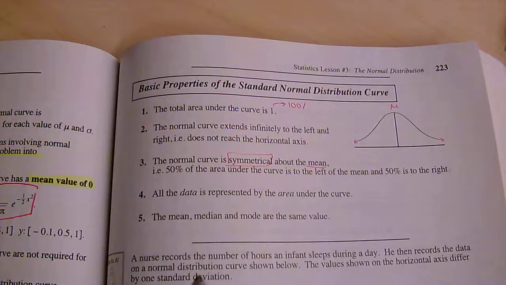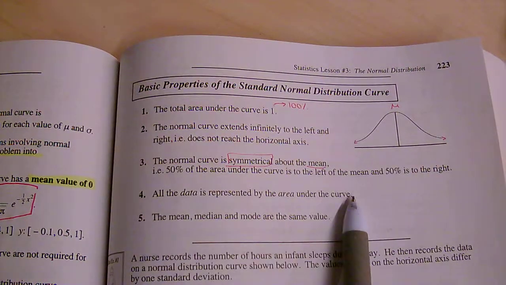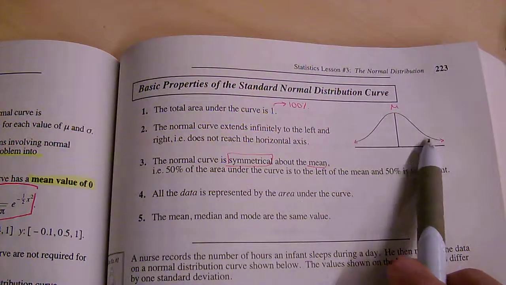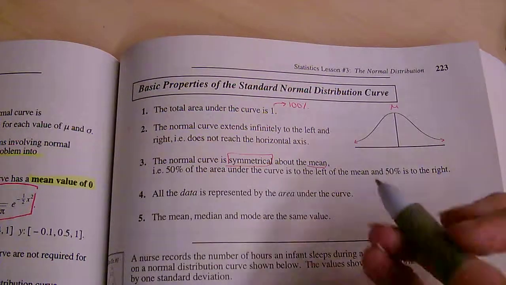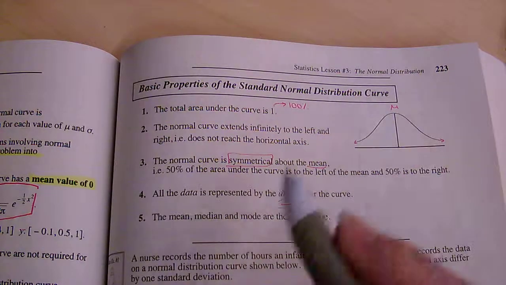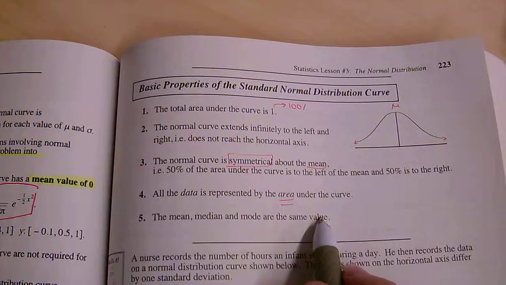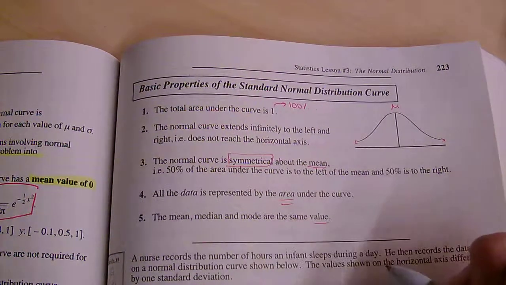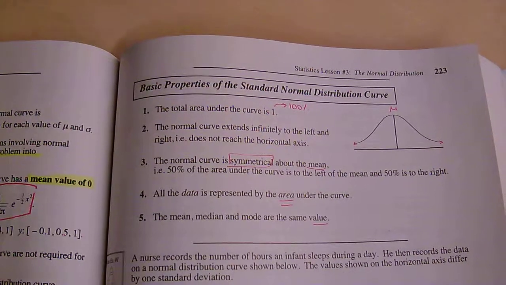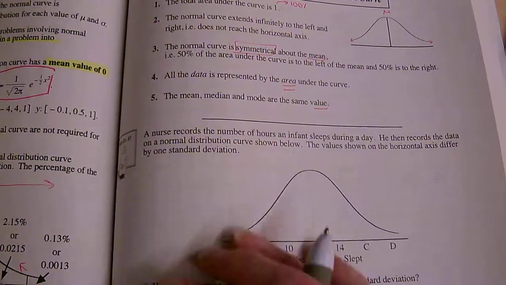To add up to that total 100. All of the data is represented by the area under the curve. So anything that you were to graph in a histogram, all that data is represented under here. Technically, we could calculate that area, and that would help us understand something about data. And the mean, median, and mode are the same value. We're not used to that being true, but we're going to look at some examples of this. So, let's look at our first example.